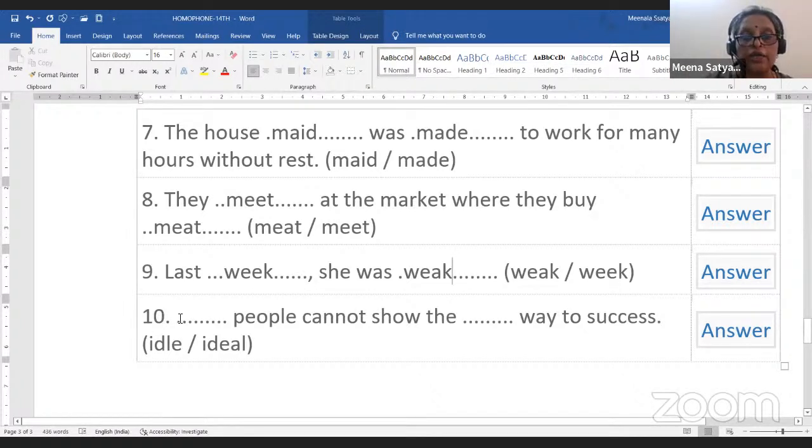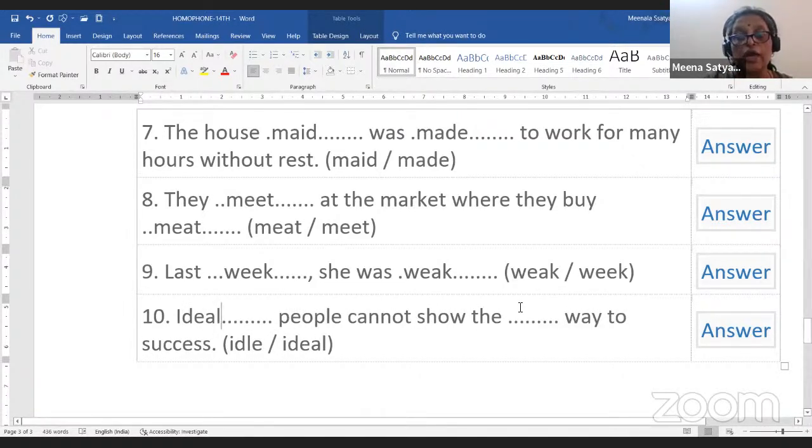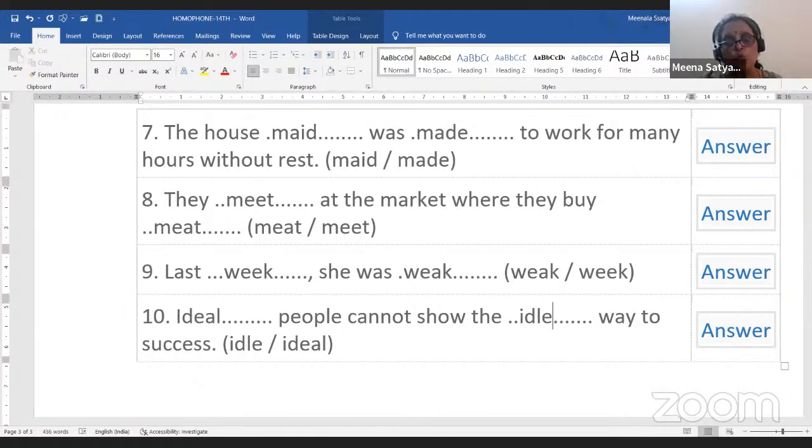Now, idle people cannot show the ideal way to success. That means to say, if you want to succeed in your life, you cannot be idle. If you ask an idealistic person to show the way to success, he or she would show you the way which requires a lot of work, a lot of concentration, a lot of effort too. So he cannot show the idle way. You cannot sit or sleep on the couch and say, oh, no issues, I can get the first rank. Unless and until you take the most torturous way, the difficult path to reach this thing.